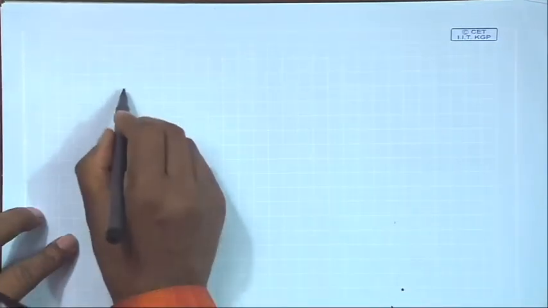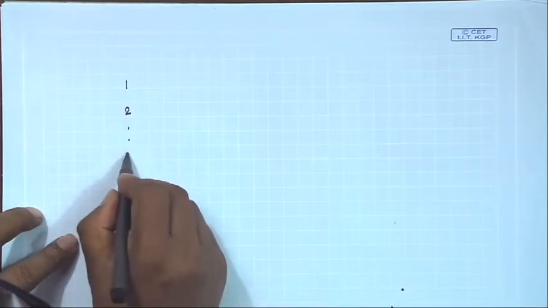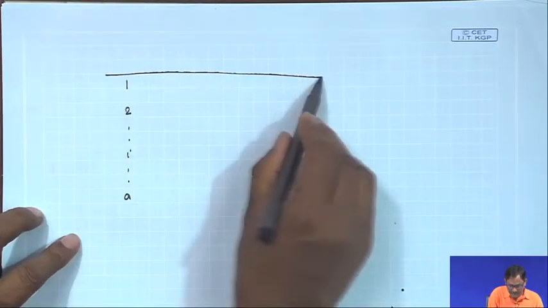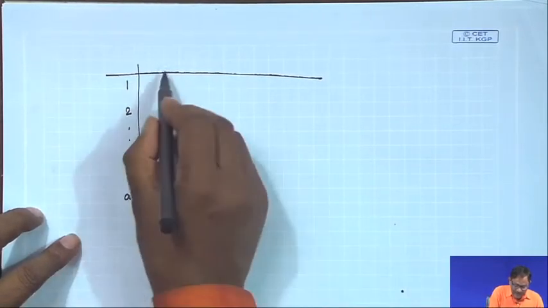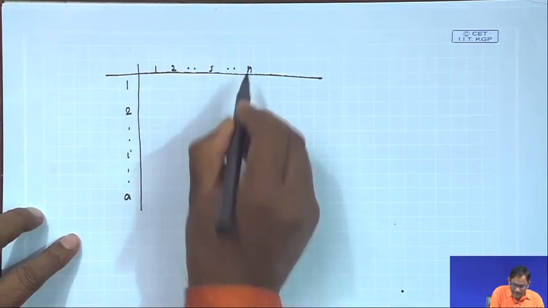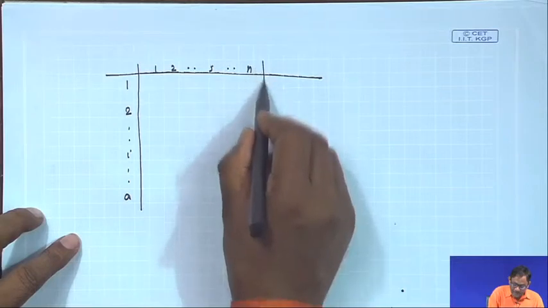So, let me repeat this case again. I have 1, 2, i, a treatments, and you have 1, 2, j, n replications.